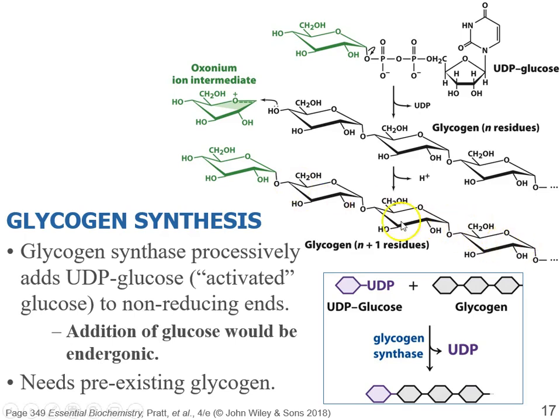So here is our glycogen. It is now longer by 1. We've added a glucose on it. So that's what we do. We just take a whole lot of UDP glucose and we just keep tacking on the glucoses onto the non-reducing end.